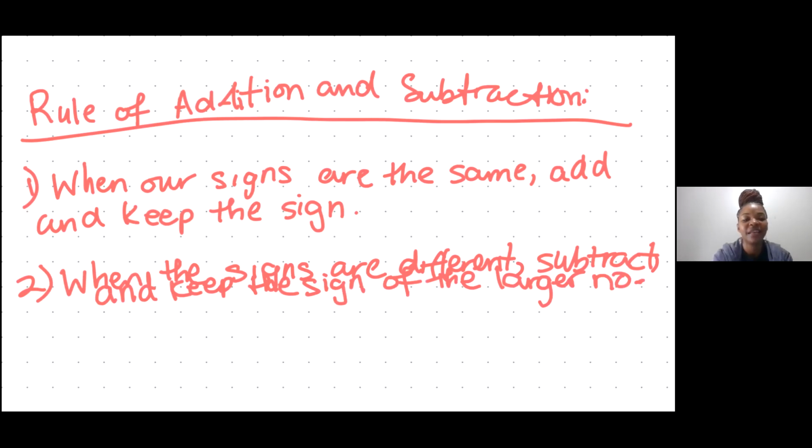So when the signs are the same, we're going to add and keep the sign. And when the signs are different, we're going to subtract them and keep the sign of the larger number. So let's do some quick examples on this and wrap up. 4 quick examples.